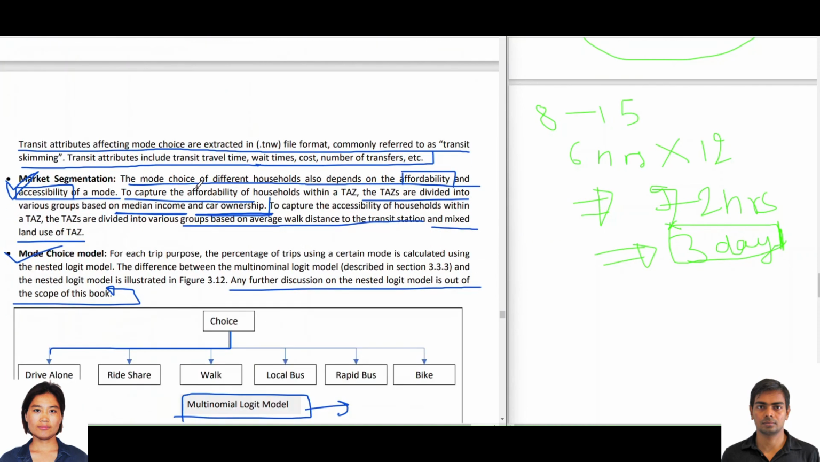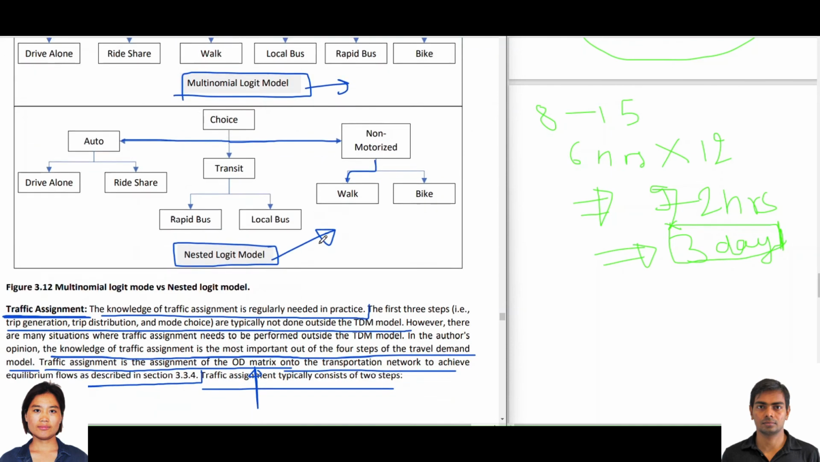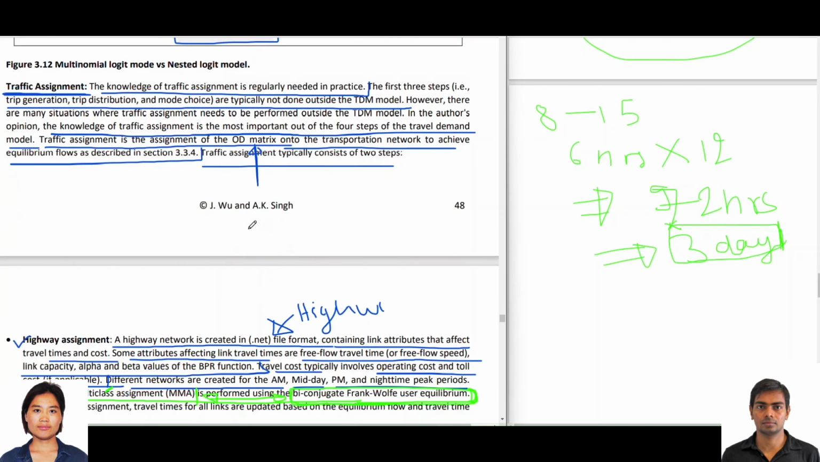Then we looked at mode choice, which is done using a nested logit model, and not much discussion is needed on this. Then the last one is traffic assignment, which is very important. Traffic assignment is done using multi-modal, multi-class assignment, and using the biconjugate Frank-Wolfe algorithm for faster convergence.